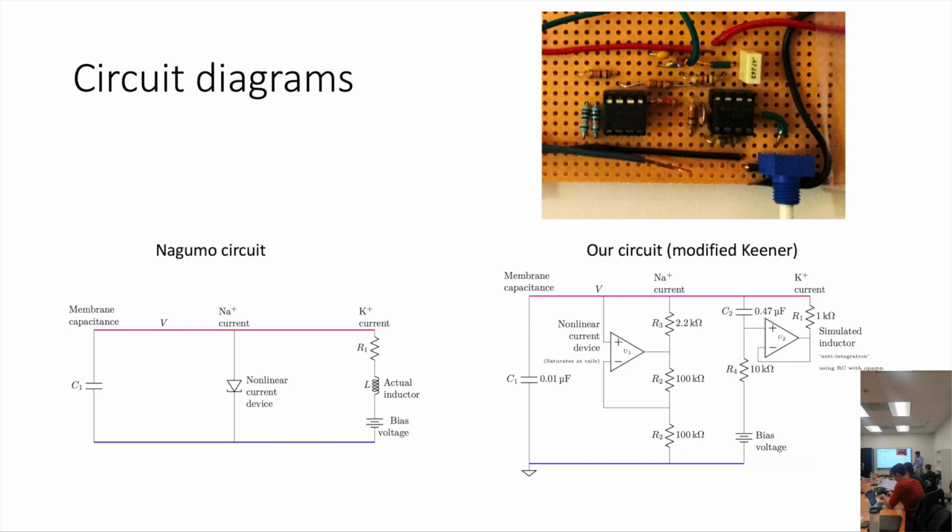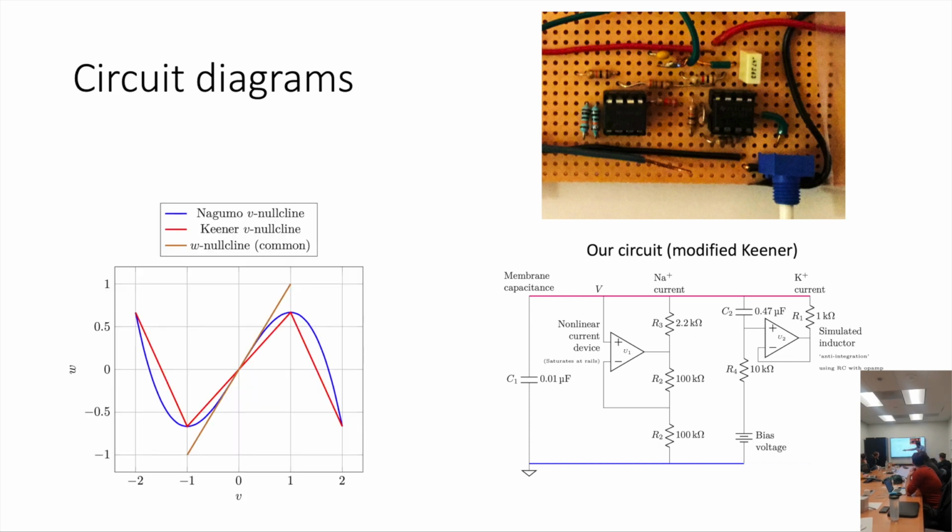And so here we've got some circuit diagrams. This is the tunnel diode that Nagumo used. In our circuit, which is a small modification of Keener's, we've replaced that with an op-amp, which essentially slews to saturation. This blue thing is the Nagumo V-naught line, which is essentially cubic. We've replaced that with a piecewise linear approximation. So that's how this functions.